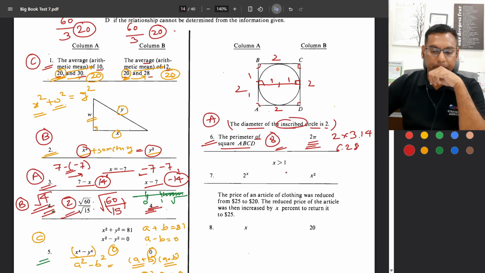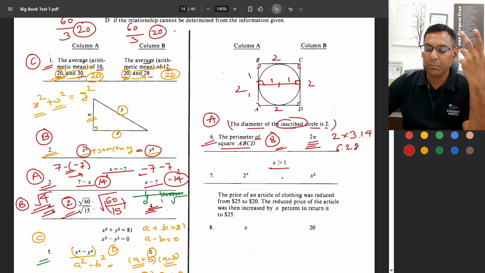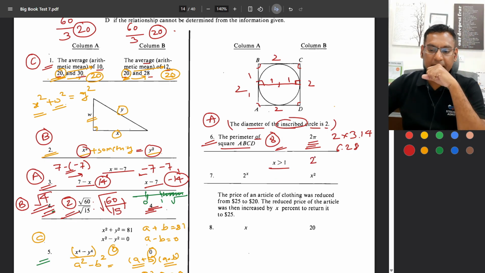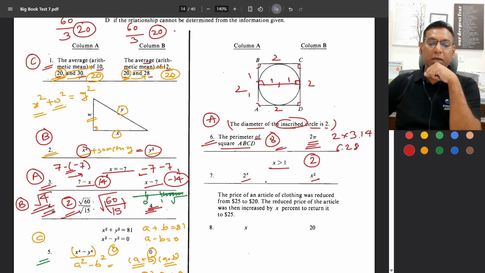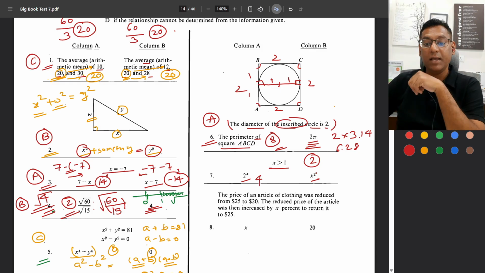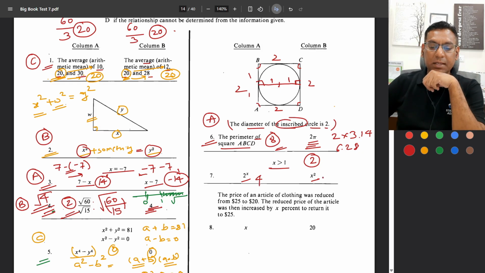A. Okay, x is greater than 1. Okay, let's pick a number. X is equal to 2. Okay, let's calculate this. X square, if x is equal to 2, what do I get for x square? I get 2 raised to 2, that's 4. For 2 to the x also I get 2 raised to 2 as 4. I get answer as C.